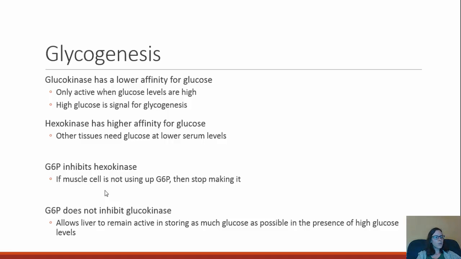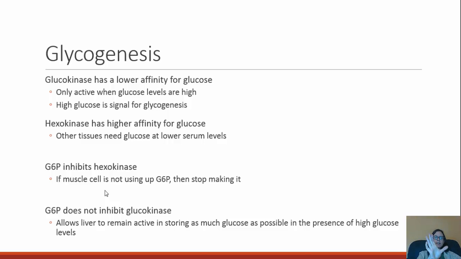Now, hexokinase has a higher affinity for glucose. So this means even when glucose levels aren't that high, the hexokinase enzyme can work to build glycogen in the muscle. And this is because other tissues need glucose, even if we don't have high concentrations of it. They still need to utilize it. So in the muscle, G6P inhibits hexokinase. So this really makes sense.